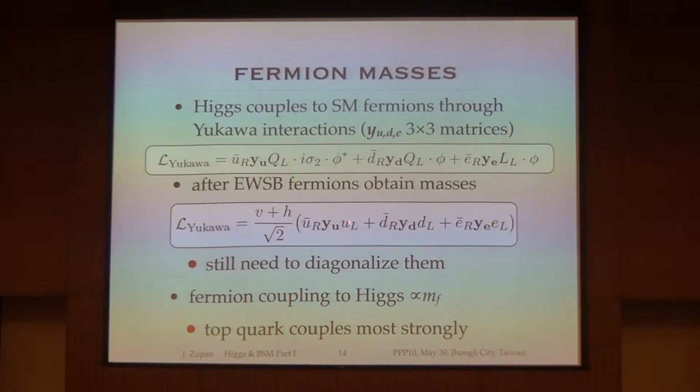You still need to diagonalize these 3x3 matrices, but what you see is the following. An important thing to remember is that the fermion couplings to the Higgs will be proportional to the masses. It's because the Higgs always comes in the sum of the VEV plus the Higgs. So the VEV gives the mass, therefore the Higgs will couple with the same strength as the mass of the fermion. That means that it couples most strongly to the top.